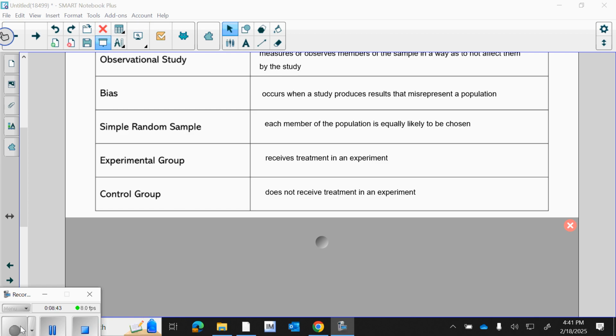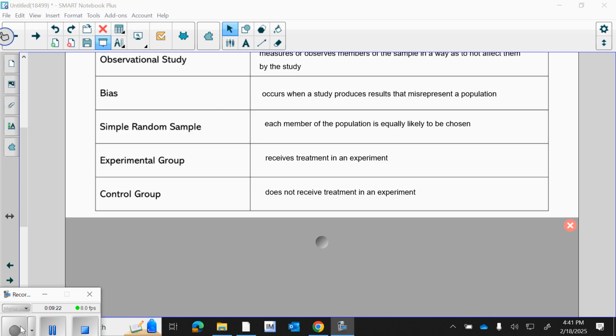So here are your final two definitions. The experimental group is the group that receives treatment in an experiment, whereas the control group will not receive the treatment. Now, it is important for me to clarify that every experiment does not have both of these groups. Sometimes you just don't have a control group. Maybe you're wanting to test different methods and just do a comparison amongst those methods. So your experimental group might be made up of different subsets.